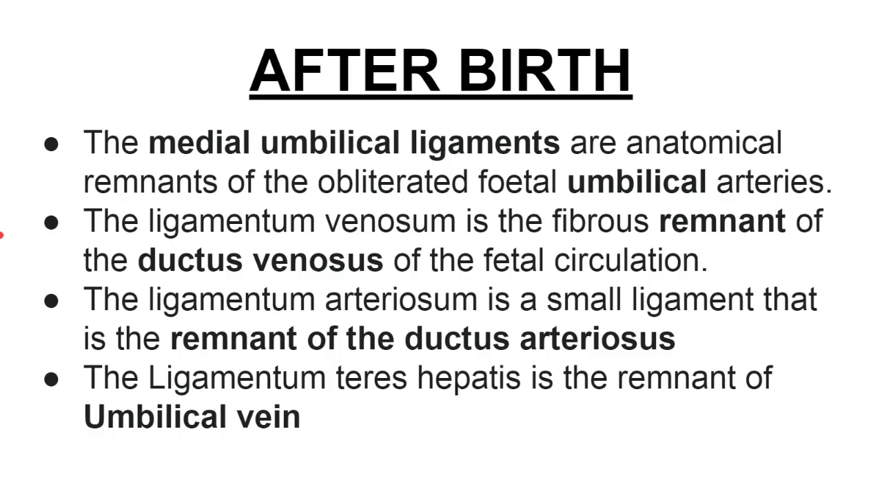Now what happens to the important vessels of the fetal circulation after birth? After birth, the umbilical artery becomes the medial umbilical ligament. The medial umbilical ligaments are the anatomical remnants of the obliterated fetal umbilical arteries, while the ligamentum venosum is the fibrous remnant of the ductus venosus. The ligamentum arteriosum is a small ligament that is the remnant of the ductus arteriosus, while the ligamentum teres hepatis, or round ligament of the liver, is the remnant of the umbilical vein of the fetal circulation.